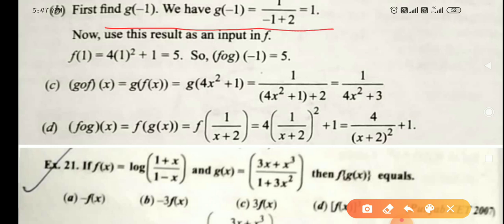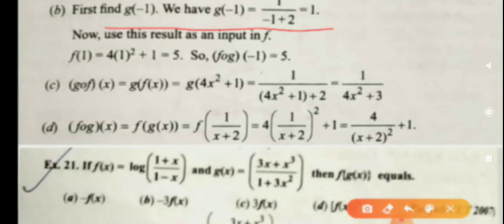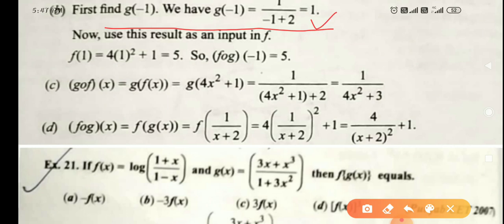So here it is coming 1 upon minus 1 plus 1, plus 1 is coming. So this is the product of one reaction. Now it will become the reactant of the second reaction. So in function f you put 1, then the answer is coming 5. So fog minus 1 equals 5.